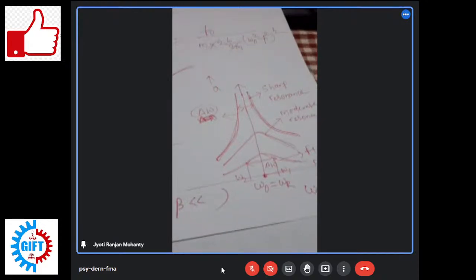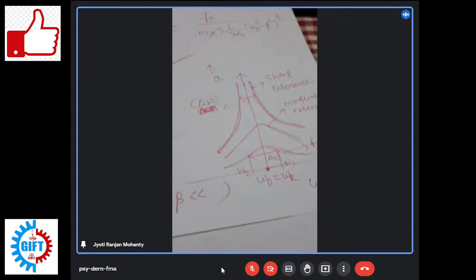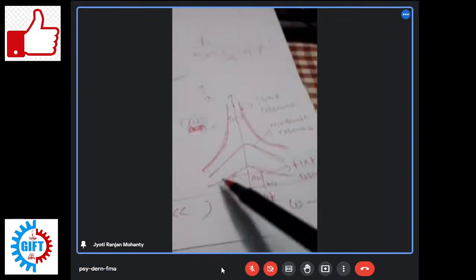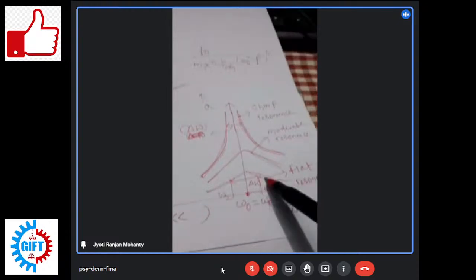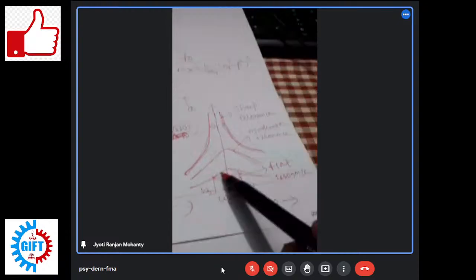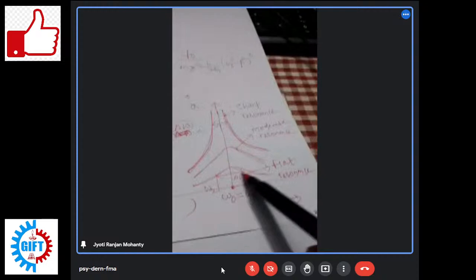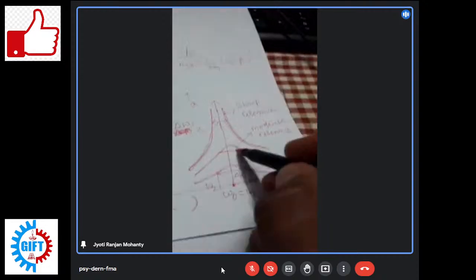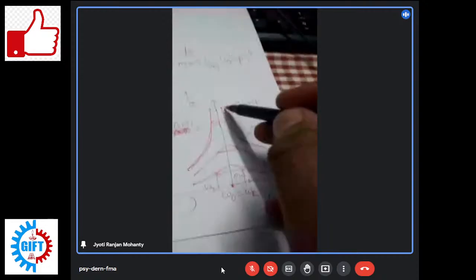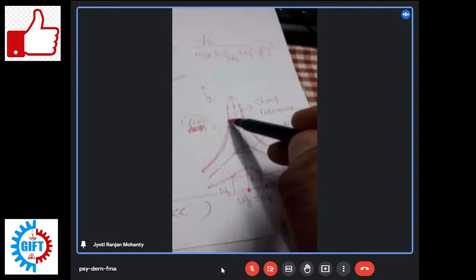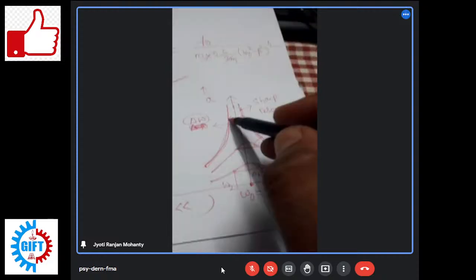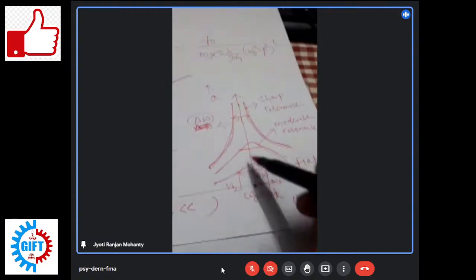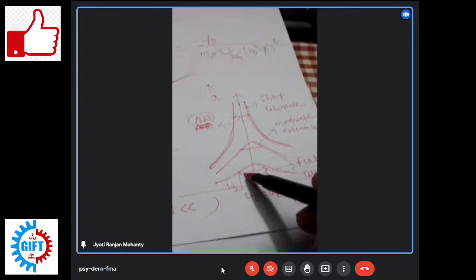Sir, complete. Okay. So I have shown you three curves on the same graph. Look here, look at my pen. So this is flat. The width is more. This is moderate. The width is less. And this is sharp. The width is very less. So this is the width of the curve. This width is very, very less than that of this. And this is again less than that of this.